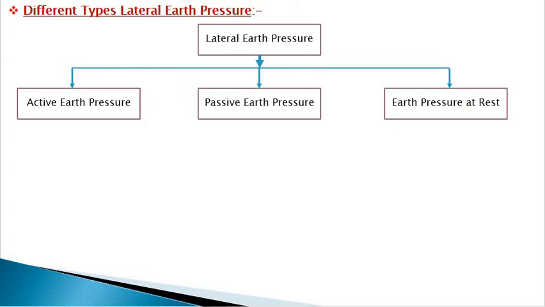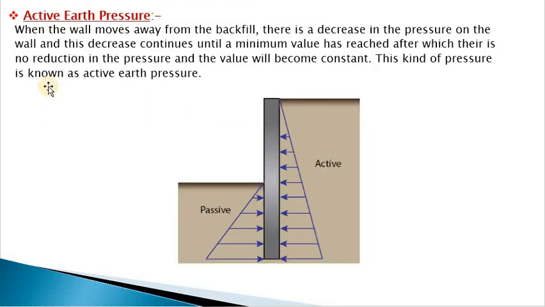Now, what is active earth pressure? When the wall moves away from the backfill, when the retaining structure moves away from the backfill, there is a decrease in the pressure on the wall, and this decrease continues until a minimum value is reached, after which there is no reduction in the pressure. This kind of pressure is known as active earth pressure.